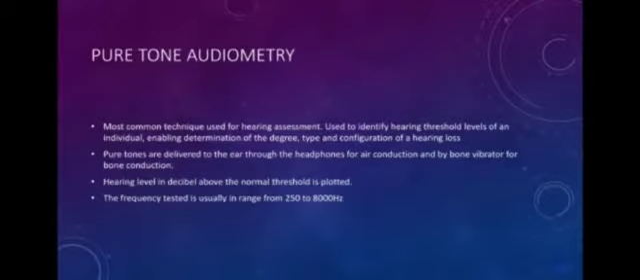So, pure tone audiometry, it is the most common hearing assessment technique. It is used to identify hearing threshold levels of an individual, enabling determination of the degree, type, and configuration of a hearing loss. Pure tones are delivered to the ear through the headphones for air conduction and by bone vibrator for bone conduction. Hearing level in decibel above the normal threshold is plotted. The frequency tested is usually in range from 250 to 8000 Hz.